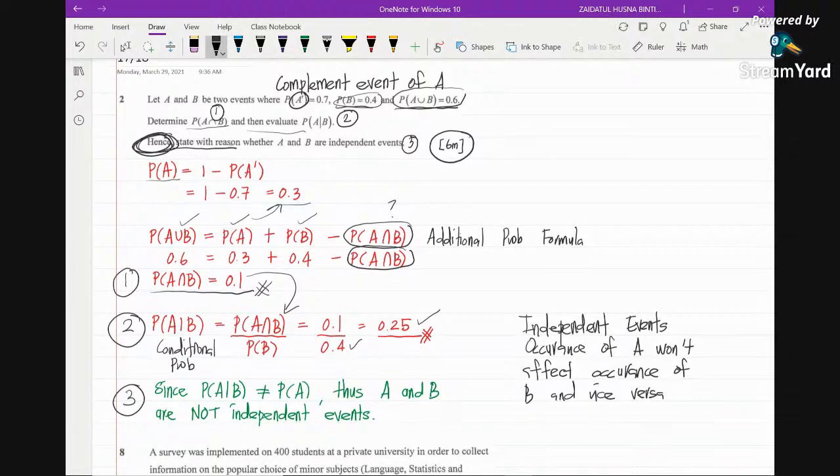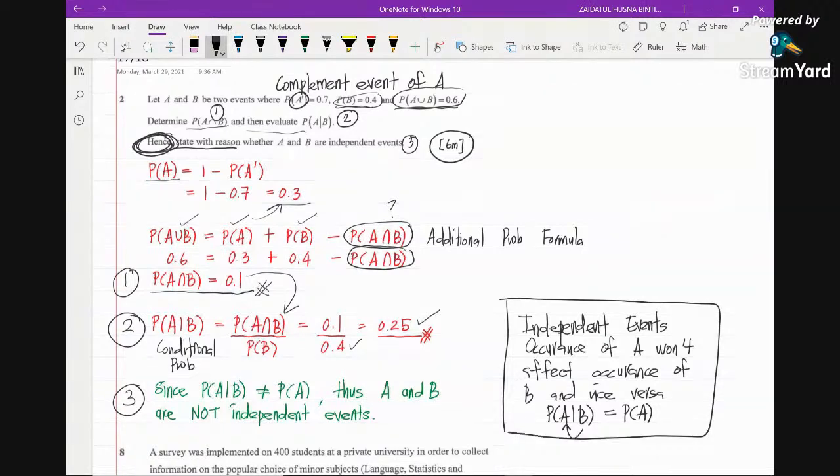So we have got P(A given B). If they are independent, then B here won't have an effect on A, which means P(A given B) is equal to P(A) if they are independent.